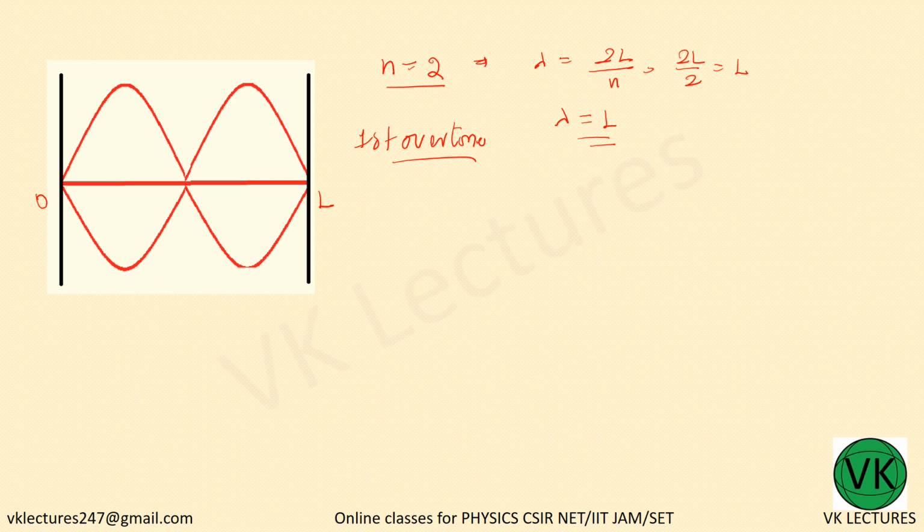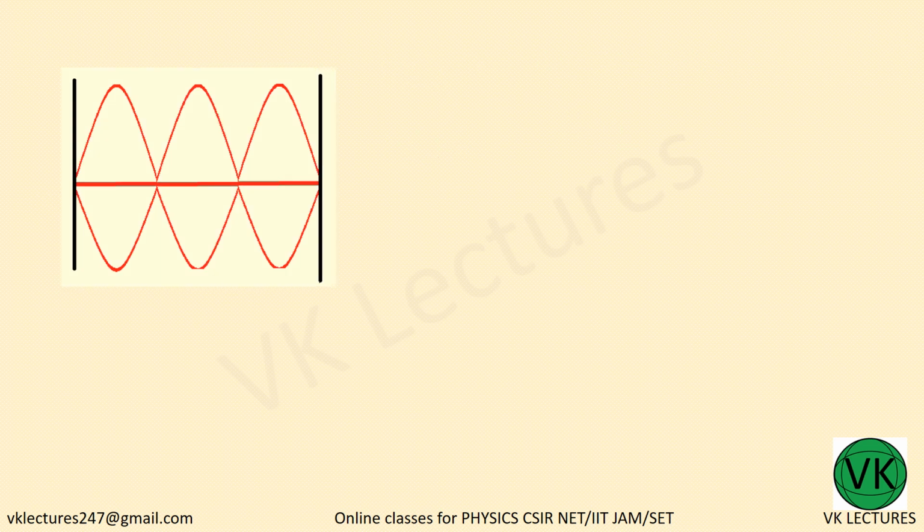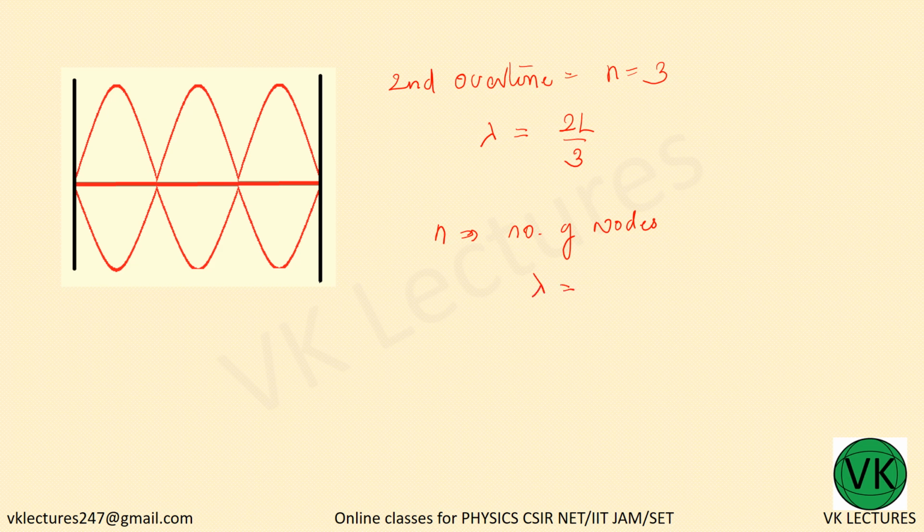Similarly, the second overtone means n equal to 3. So the wavelength produced is 2L divided by 3. So if there are n number of nodes, the wavelength produced, lambda, will be equal to 2L divided by n.